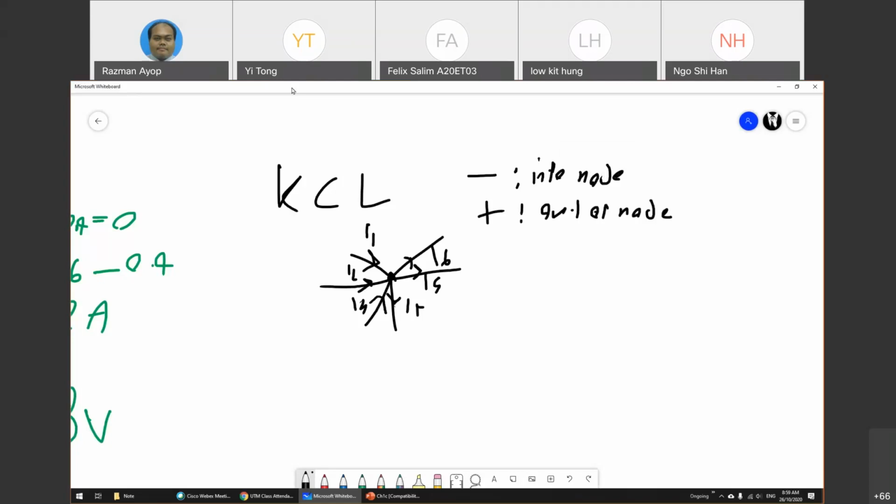Okay, this is node, the point where everything meet. So if you write this, negative I1 minus I2 plus I3 plus I4 plus I5 plus I6 equals to 0. Okay, that is Kirchhoff's current law. Basically, everything is equal to 0 if you sum the current.